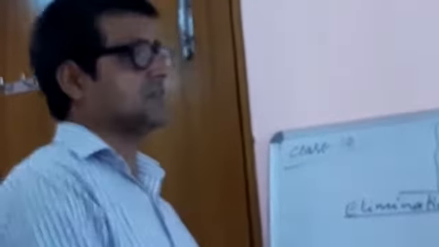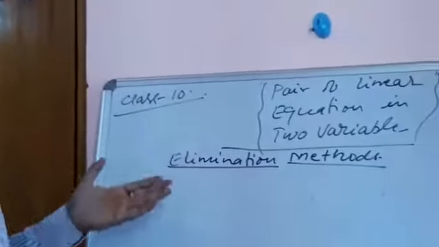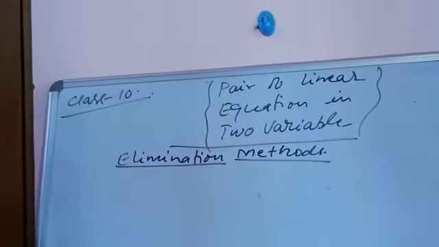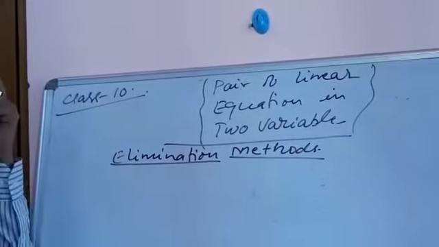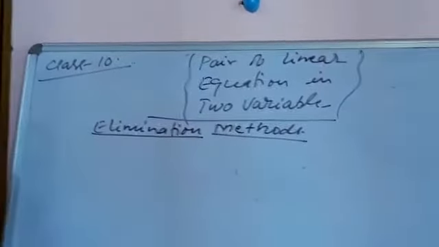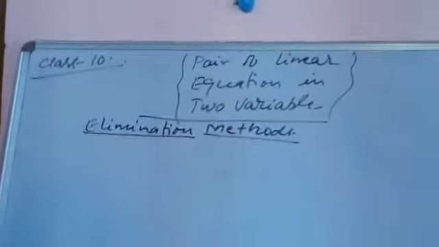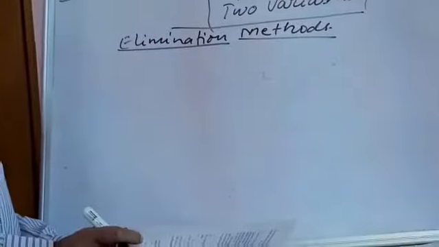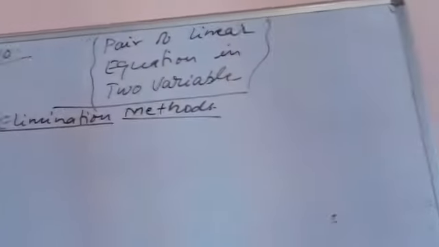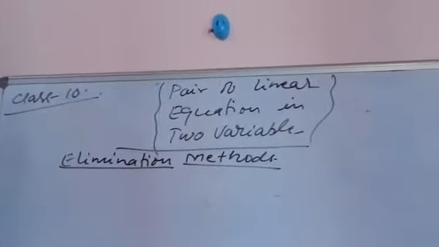So the elimination method is the second of the algebraic methods for solving a pair of linear equations in two variables. What is the algorithm, how do we do this? The algorithm is given on page number 55, but I'm going to explain it by taking one question, which is better.